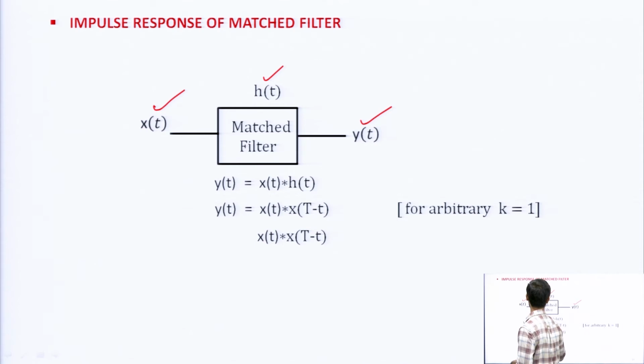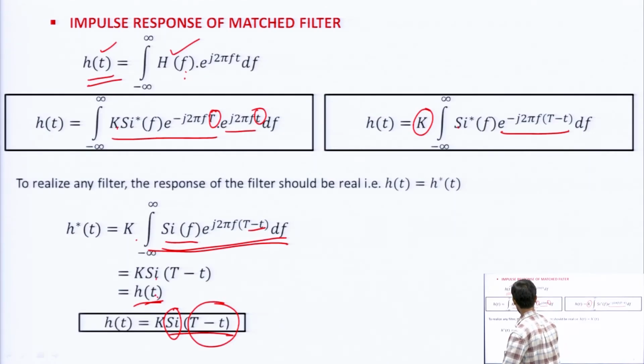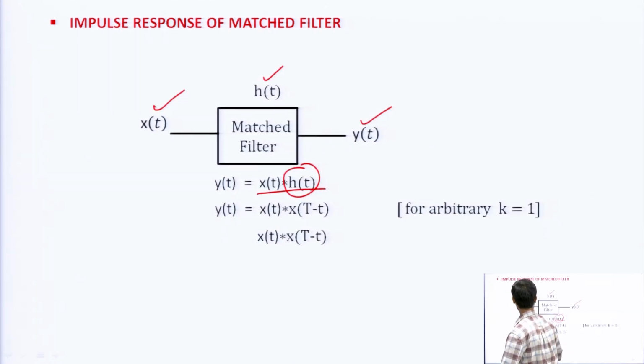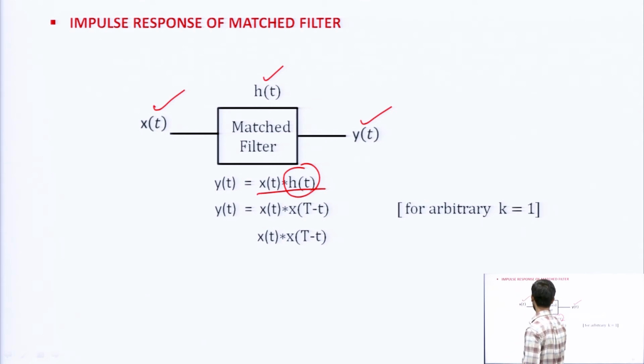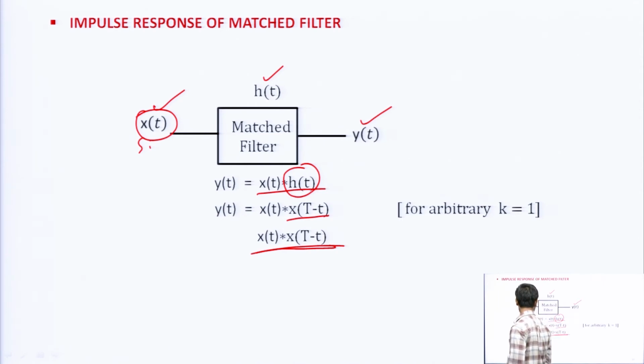So y of t equals x of t convolved with h of t. What is h of t? It is k times psi of T minus t, or if k equals 1, it is psi of T minus t. So here, instead of psi of t, I am writing x of t, generalized: x of T minus t. So this is y of t equal to x of t convolved with x of T minus t, that is the similarity we are seeing.